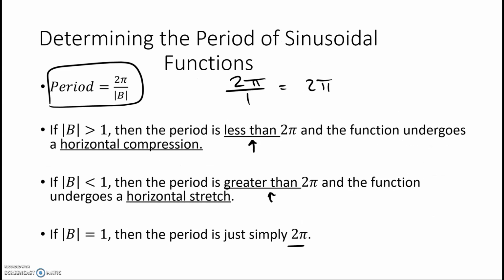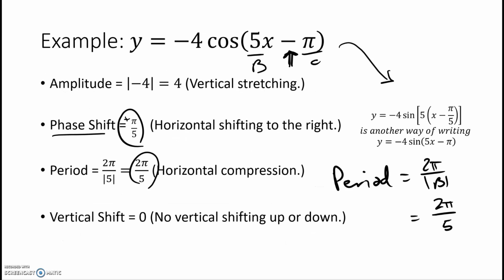Okay, now since 2 pi over 5 is less than 1, we're going to have horizontal compression for this particular equation right here. And notice we don't have any plus or minus some number, so that means that d here is actually 0, or our vertical shift is 0, so it doesn't go up or down, it just stays right where it is.